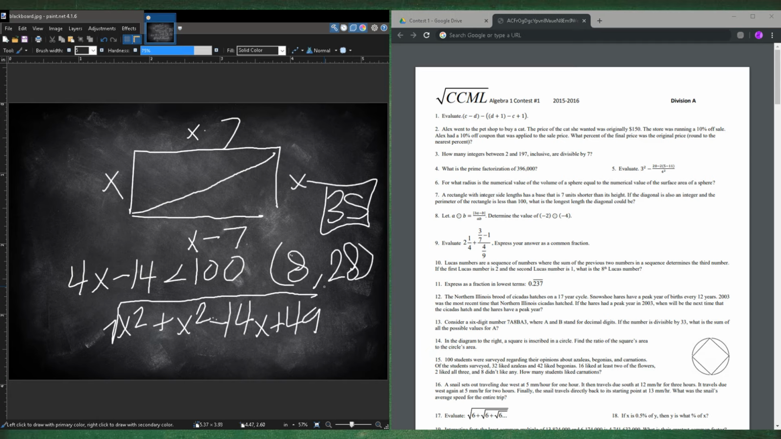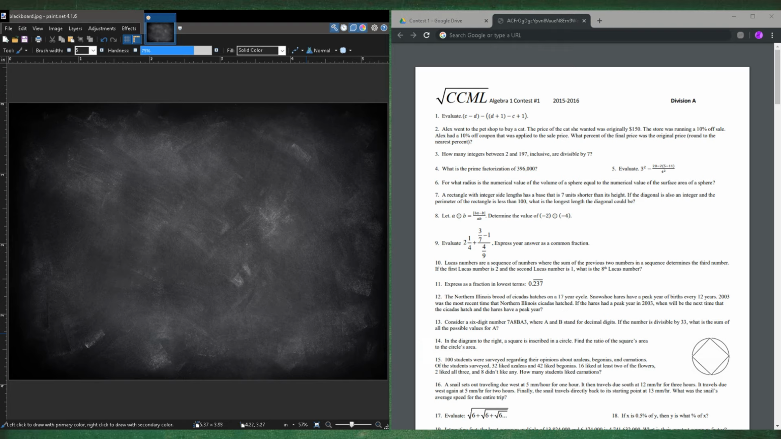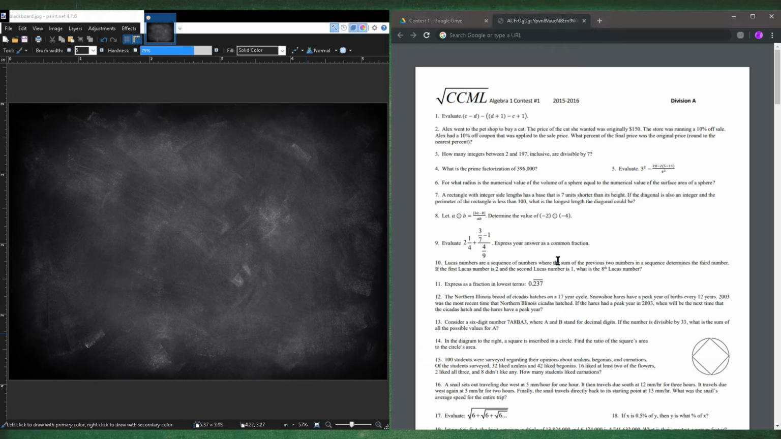This question is kind of like trial and error. You just have to plug in every single point from 8 to 28, but since you have a calculator, it's going to go relatively fast, if you know how to use your calculator.